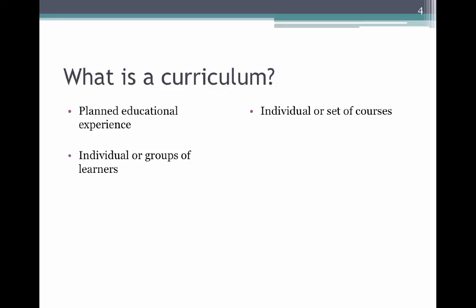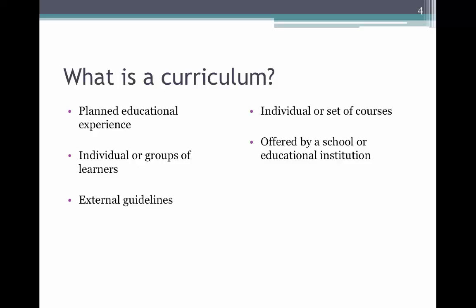A curriculum can be further described in several different ways. First of all, a curriculum is a planned educational experience. It can be one individual or a set of courses, and can include one individual learner or a group of learners. A curriculum is offered by a school or educational institution. Curricula are frequently influenced by external guidelines from specific societies or professional groups. And finally, a curriculum is meant to address the desired or expected outcomes put forth by that institution.